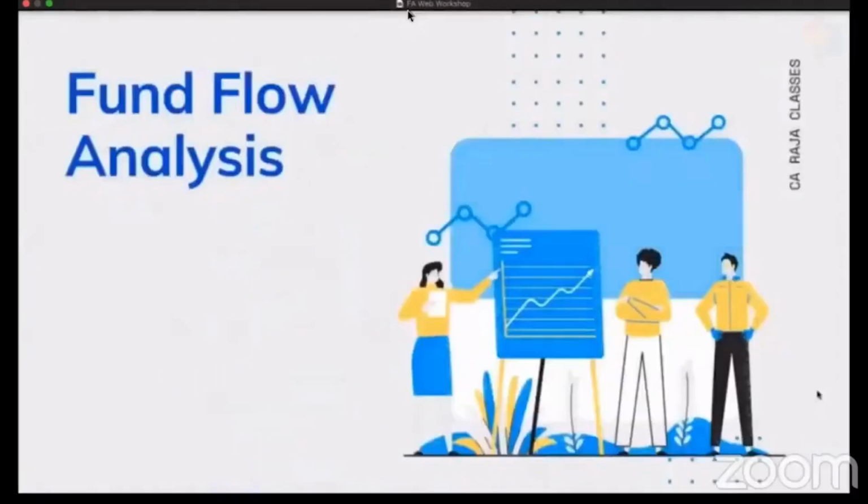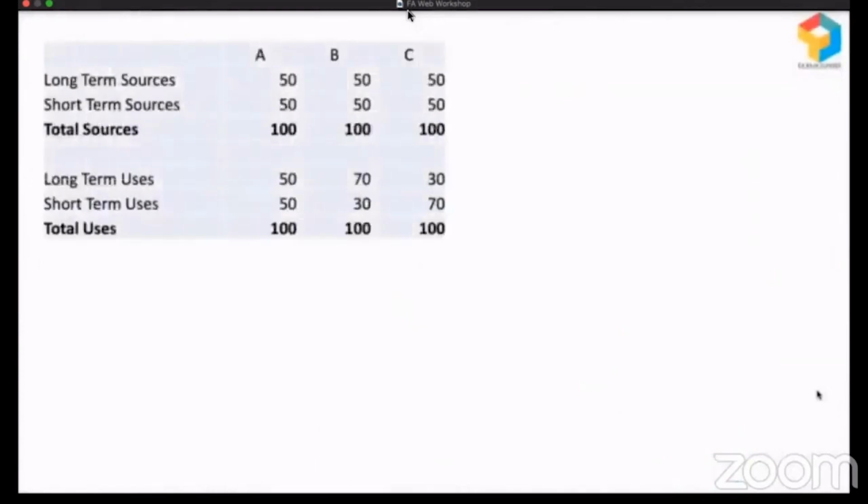I need your participation here. Look at this. There are 3 companies A, B, C, and you have information about their long-term sources and short-term sources, total sources. You have information about their long-term uses, short-term uses and total uses. I want you to digest this information. Spend some time and then identify which company is in trouble here. Is it company A or company B or company C?